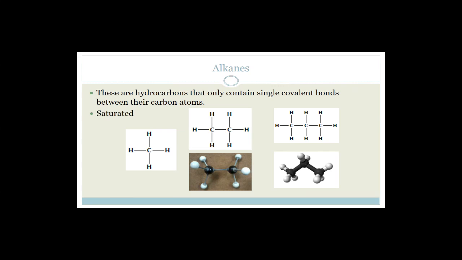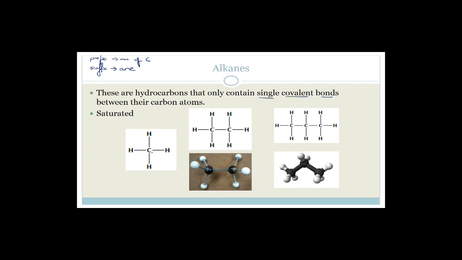Let's talk about alkanes. These are hydrocarbons that only contain single covalent bonds between their carbon atoms. And they are saturated. They're obviously saturated because there can be no other hydrogens on it. Okay, so let's talk about naming. Remember we said that the prefix gave us the number of carbons in the main chain, and the suffix gave the organic group, or the functional group, in this case, it's ane.